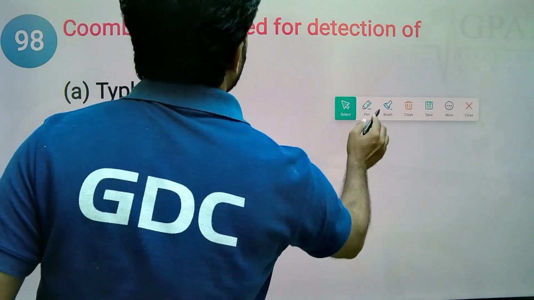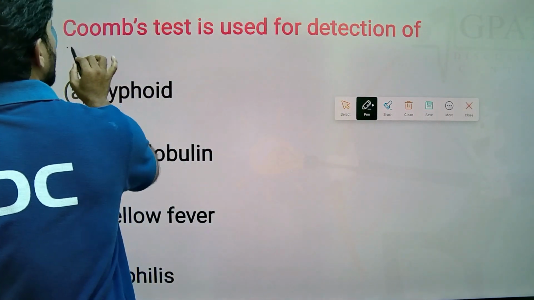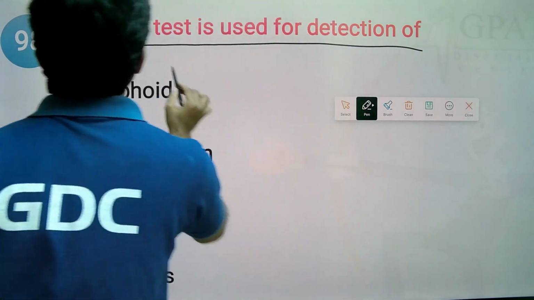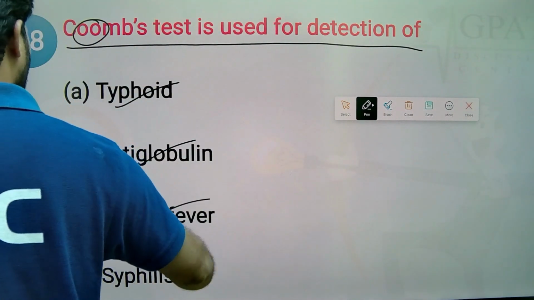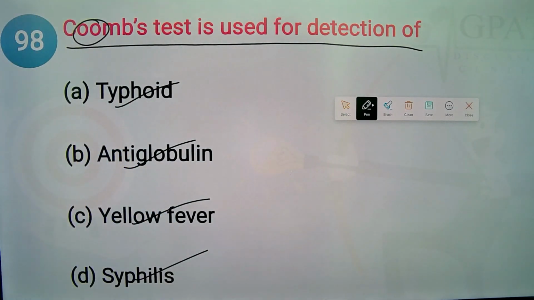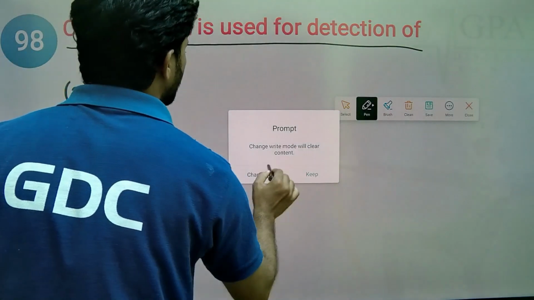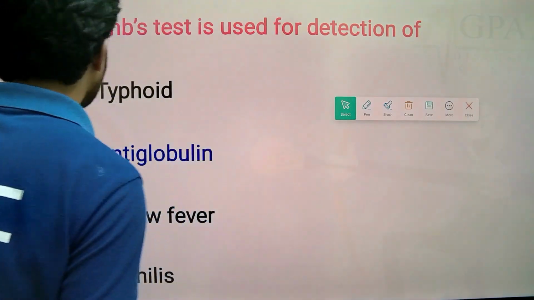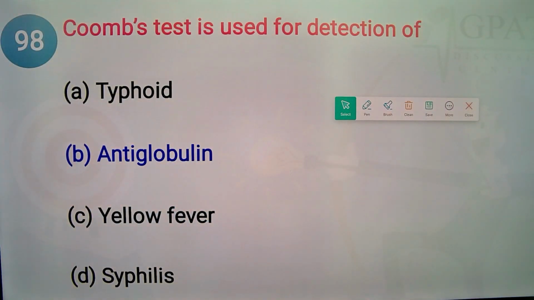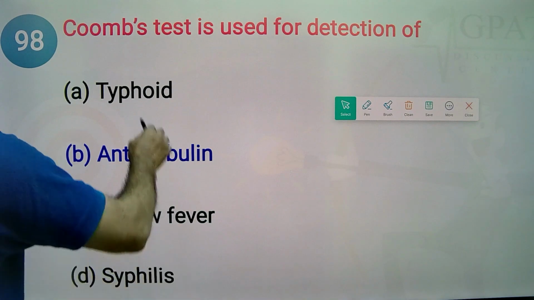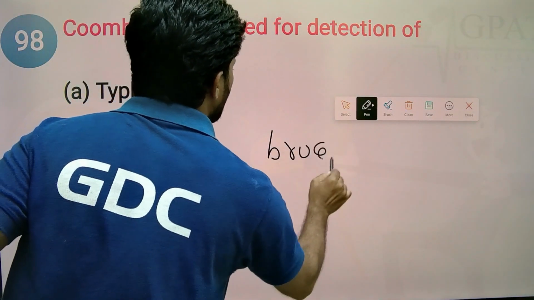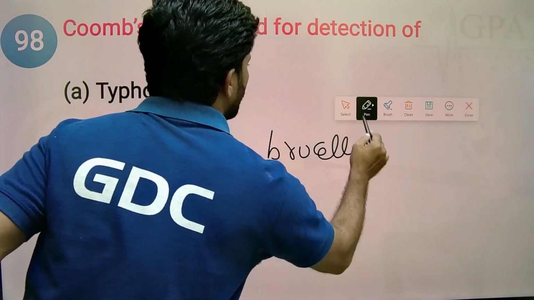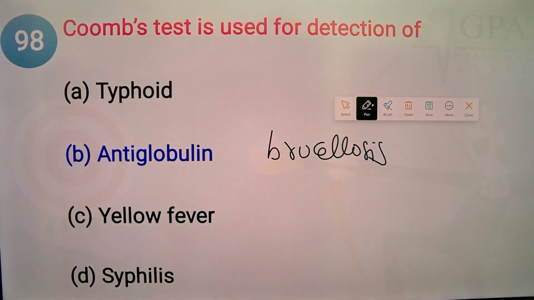Next, Coombs test. Coombs test is used for detection of brucellosis, typhoid, anti-globulin, yellow fever, or syphilis. So the Coombs test is a specific test for detection of anti-globulin. Coombs test is also used for brucellosis, though here there is no such option. Coombs test is for identification of anti-globulin, and also brucellosis.